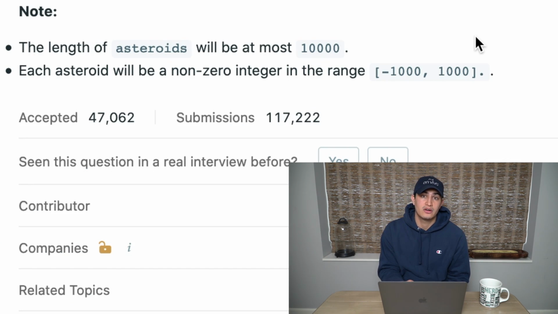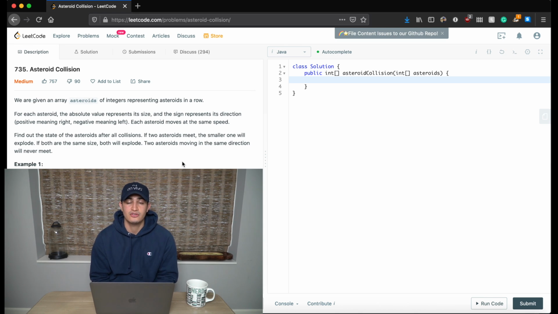So now let's just take a quick look at our notes, and it tells us that the length of the asteroids that we're given will be at most 10,000. So we'll have at most 10,000 asteroids given to us, and then each asteroid will be a non-zero integer in the range -1,000 to 1,000 inclusive. So now let's talk about how to solve this.